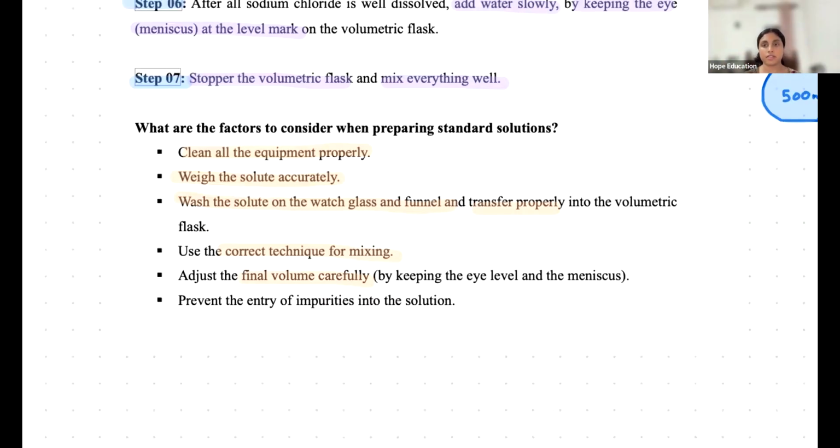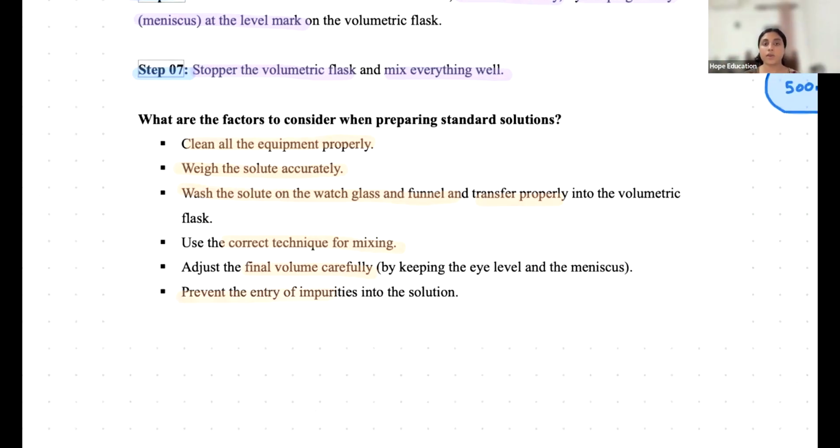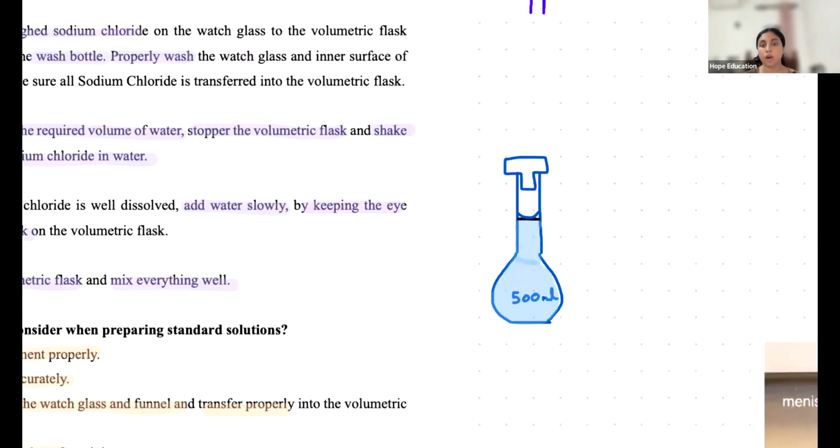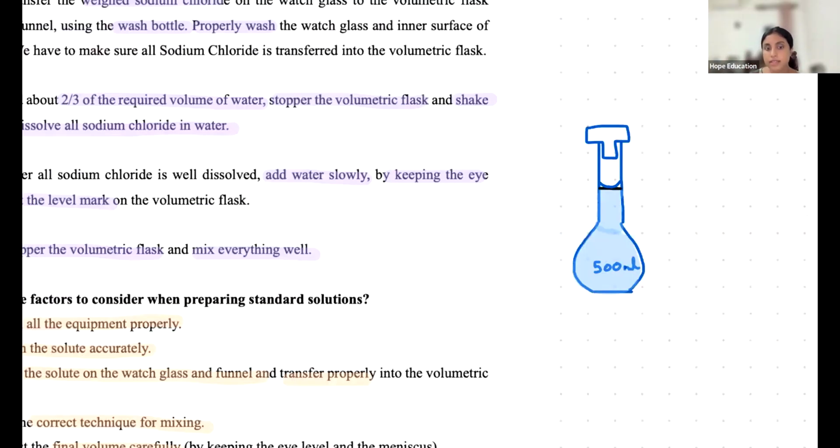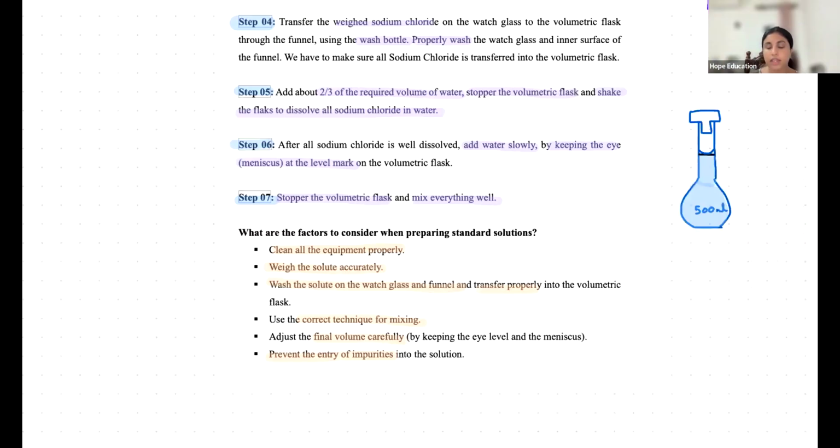Prevent the entry of impurities. Once you make the standard solution, you have to make sure that you always keep the lid on. හැමවෙලේම lid එක on එකේ තියන්න ඕනේ. Otherwise, impurities, dust or whatever could go inside the solution. That's not good. Is that clear, Amai? Is it clear? Again, thumbs up.